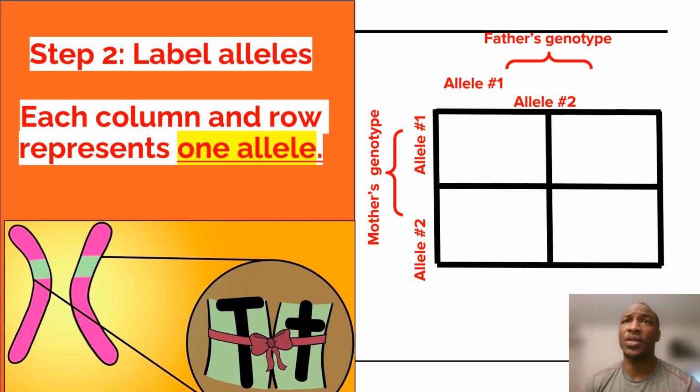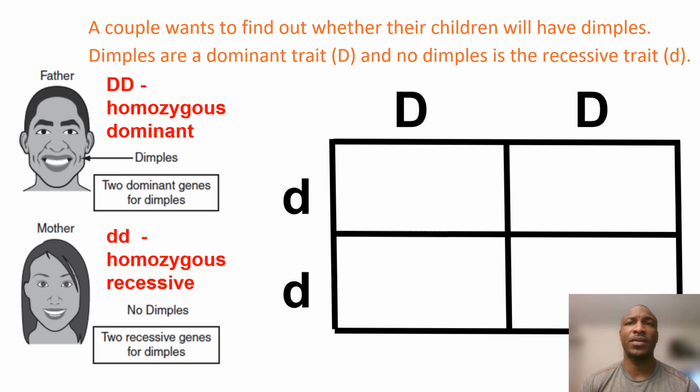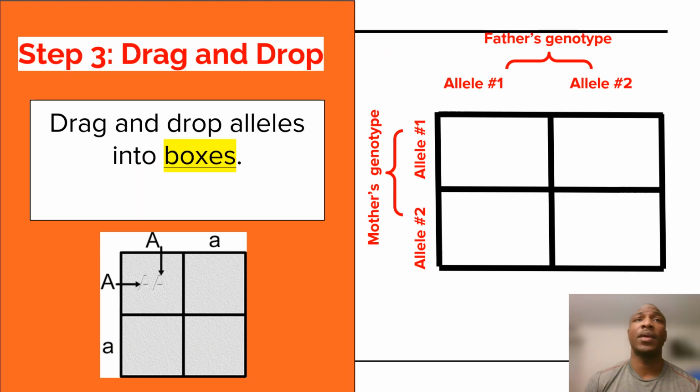So in this particular situation, the alleles go at the top for the father, big D, and on the side we're going to have mom, little d, little d. All right, so let's go ahead and put those there. Now, how do you put those into the box to predict what you're going to get? You drag and drop alleles into the boxes.